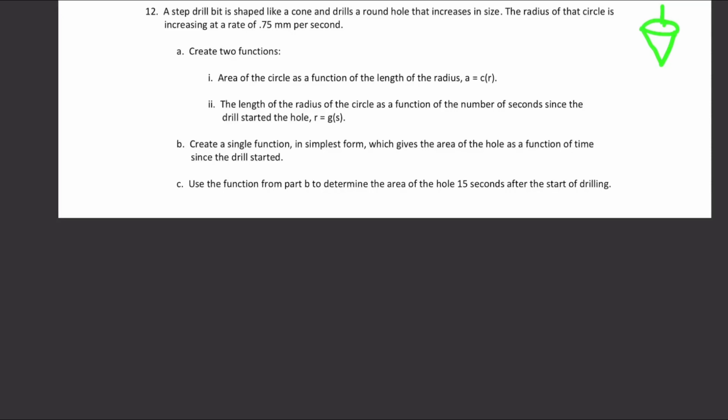All right, so I want to create two functions. First function here, it says the area of the circle as a function of the length of the radius, A equals C of R. Well, we just need to know our formula for area of a circle. Area of a circle is pi r squared. So that's going to be pi times r squared. Okay, that's not too bad.